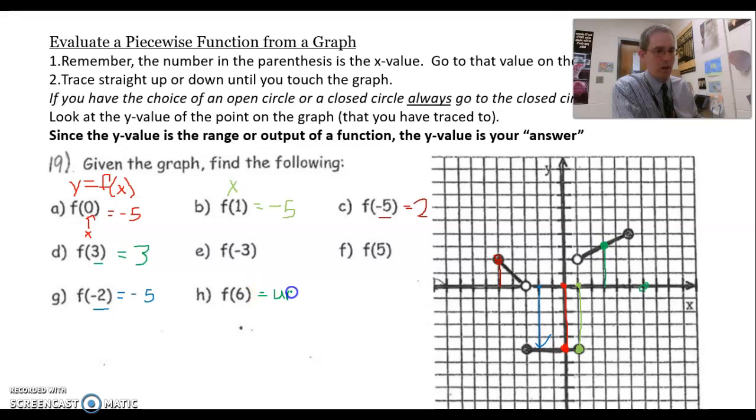And you can abbreviate that UND, or you can write out undefined. But do not call this no solution. No solution is actually a different thing. This is undefined, meaning it actually does not have a point on the graph at all. So there is no graph for an x value of 6, so the function is not defined.